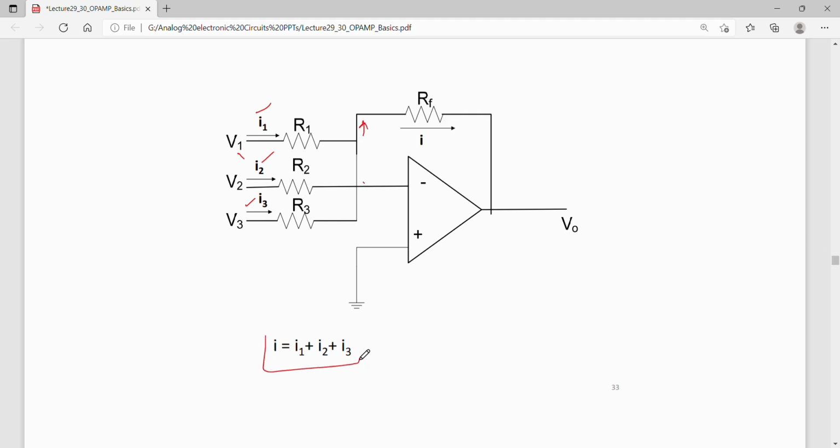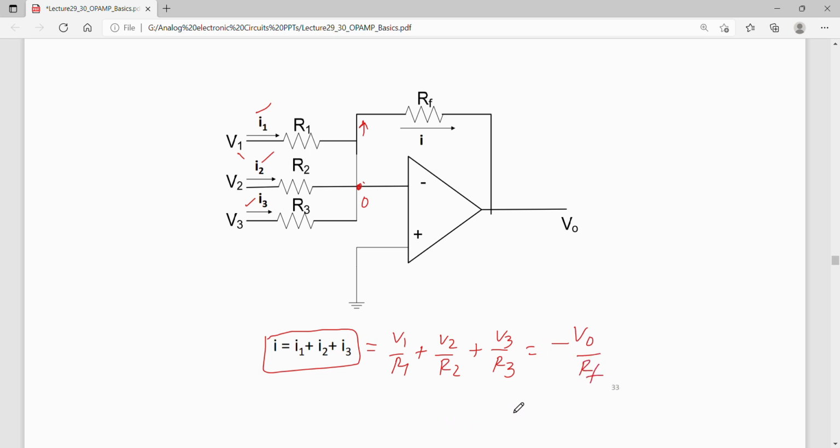So I can be written, the total I which is going through the feedback resistor is I1 plus I2 plus I3. I1 can be written as V1 by R1. Similarly V2 by R2 is I2, I3 is V3 by R3, which is I. This node is at 0, so 0 minus V naught is I times RF, or I is minus V naught by RF.